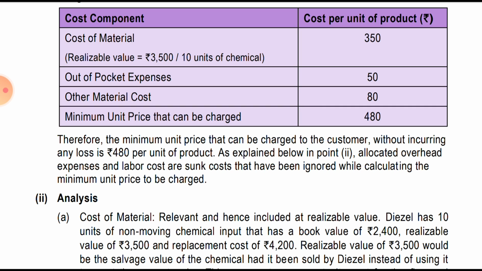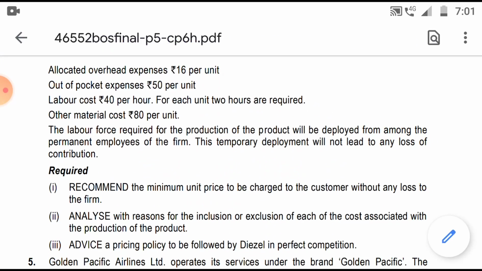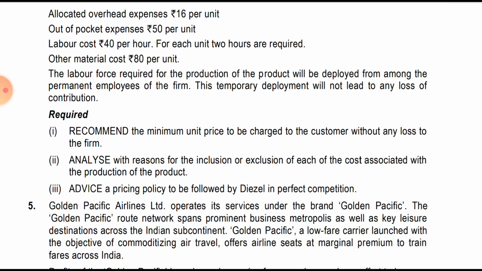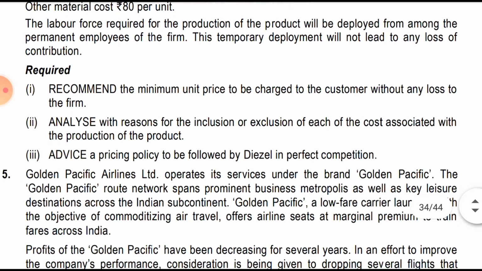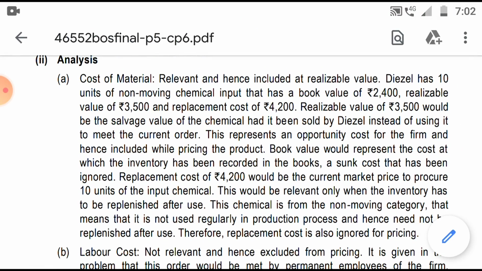the minimum price charged. As I said, labor cost will be ignored because the company is using the labor from another department, so it will not add any cost over here. And allocated overhead cost is an absorption cost basically, so that will also be excluded. We will see the reasoning in part 2. What they have asked in part 2 is to analyze with reason the inclusion and exclusion of each of the costs associated with the production of the product. Inclusion and exclusion for each, from the beginning itself.